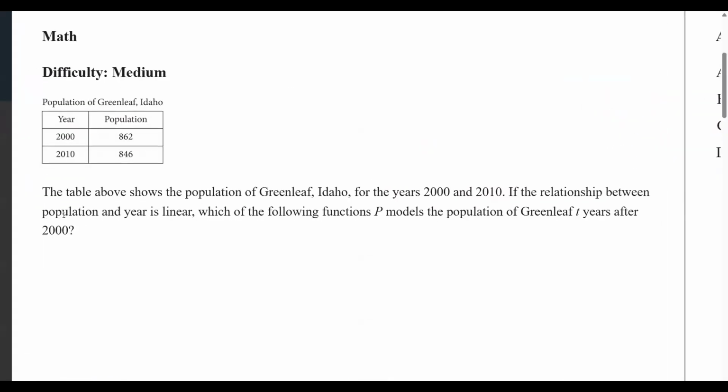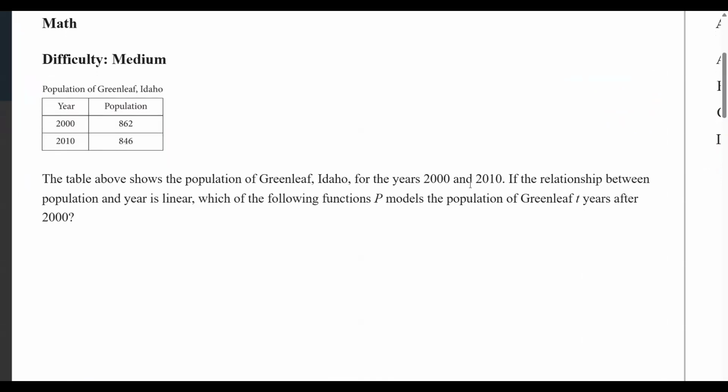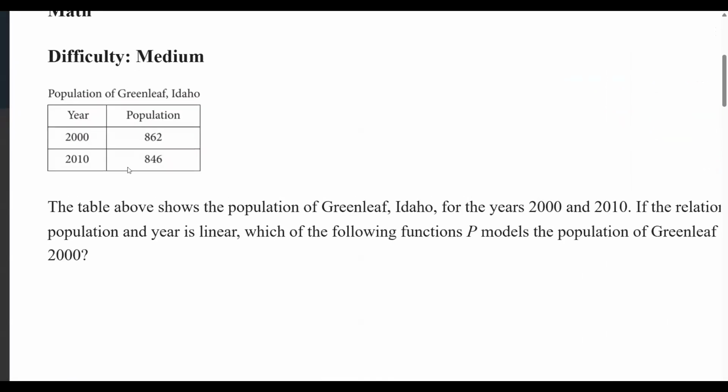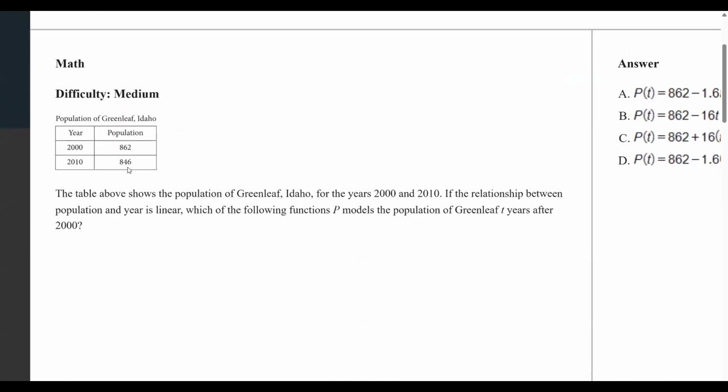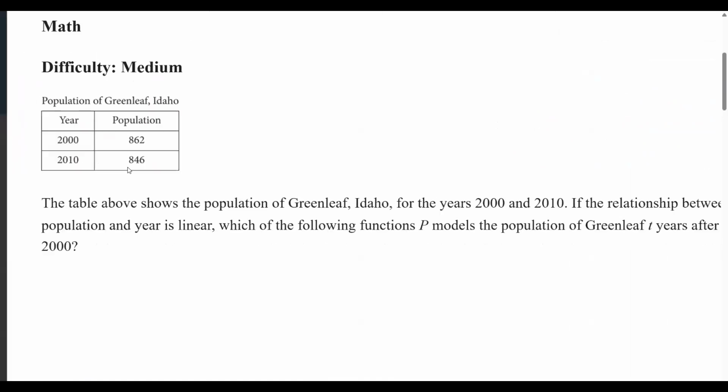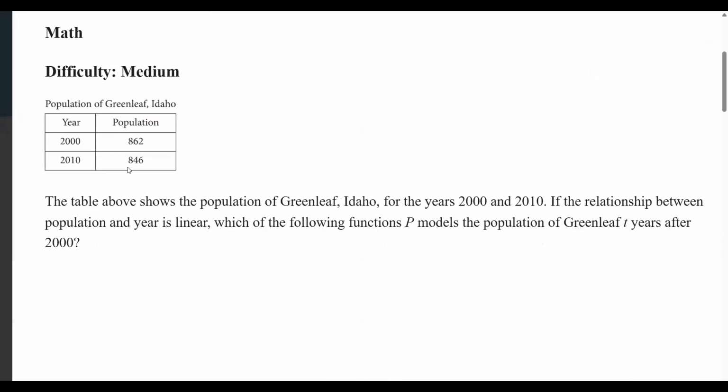Let's continue. The table above shows the population of Idaho for the years 2000 and 2010. It asks for the function that represents the relationship. So we'll find the slope and we'll find the y-intercept. Let's do it.